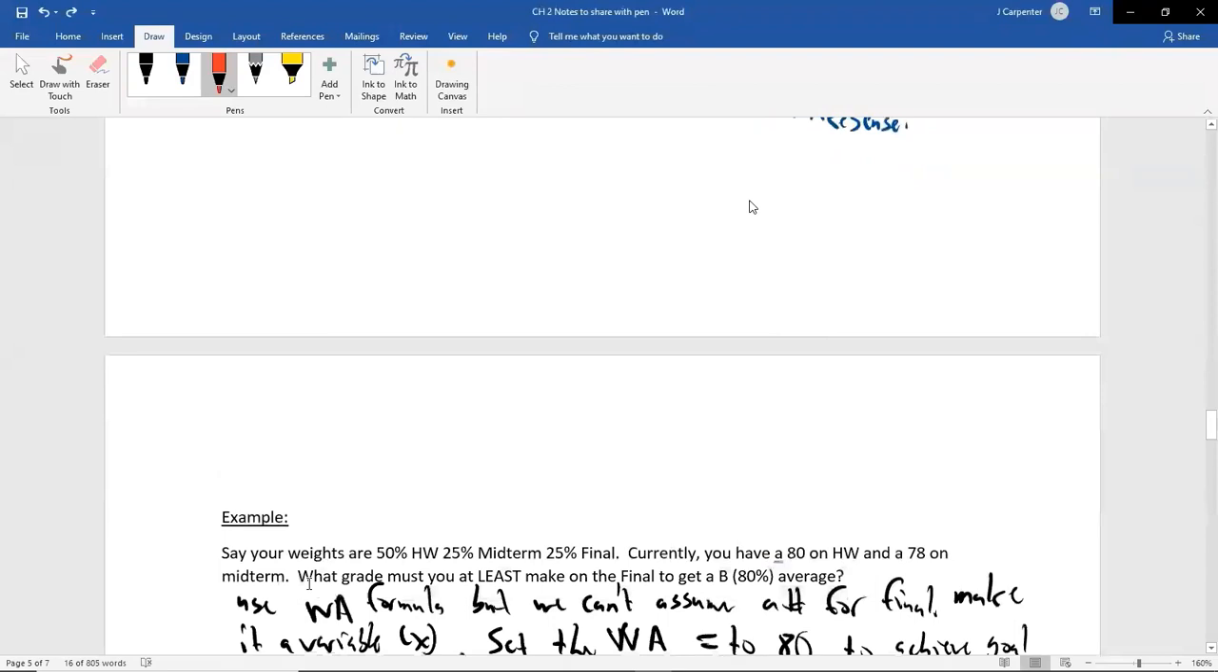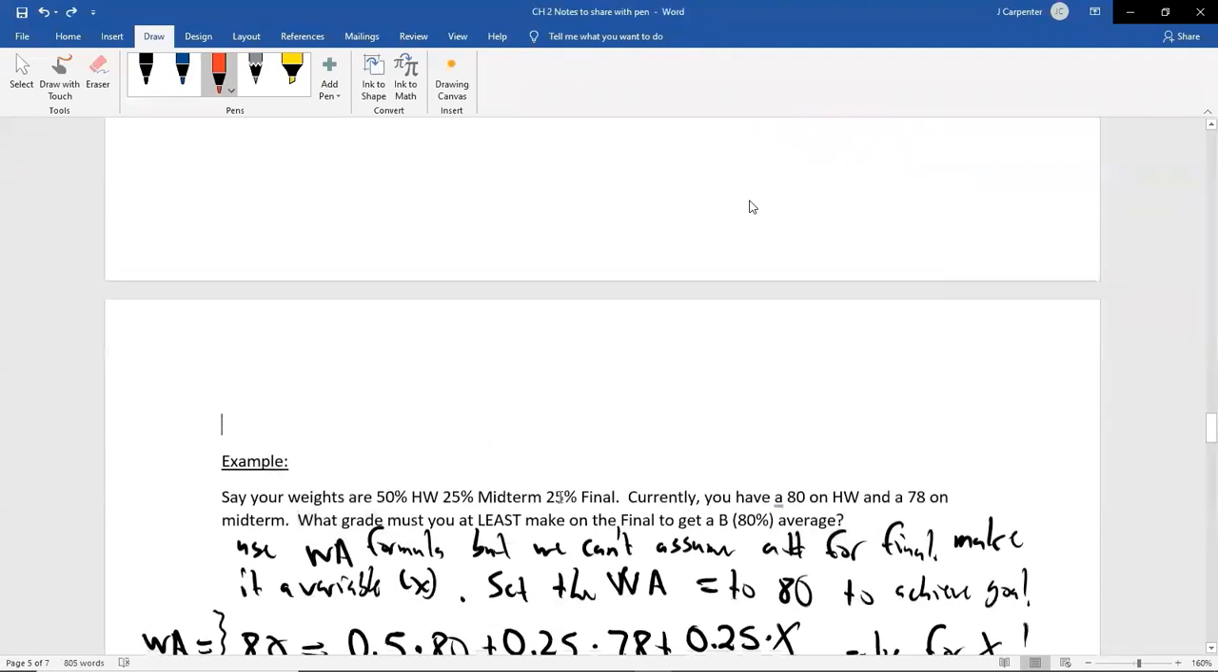So we're going to use the weighted average formula, but we can't assume a number for the final exam. That's what I'm saying for final here. We need to make it a variable, and what I decided to call it is X. That's just a parentheses around it. If you wanted to call it F for final exam, you could. If you want to call it T for I don't know why, but you could. And then we said we want to get an 80 as the ultimate average. So instead of us just crunching down numbers and getting the answer, we set it equal to 80 to achieve this goal.